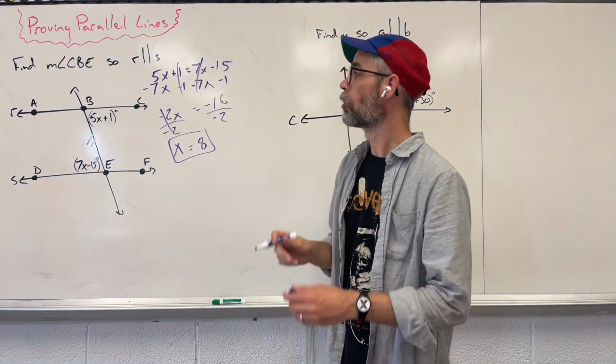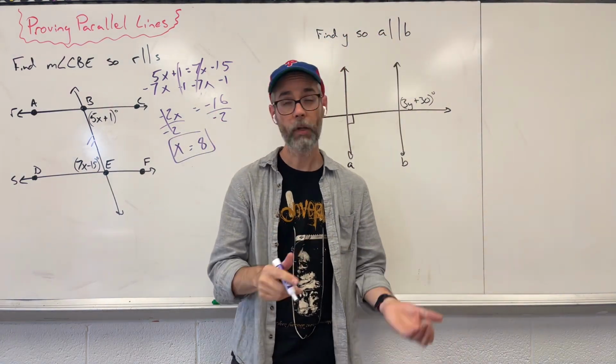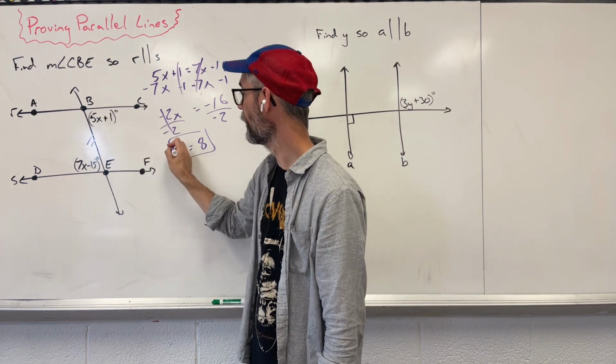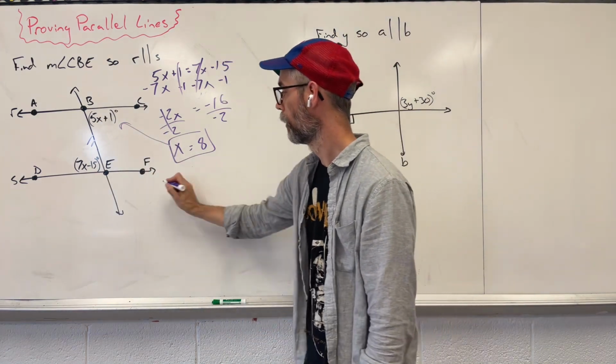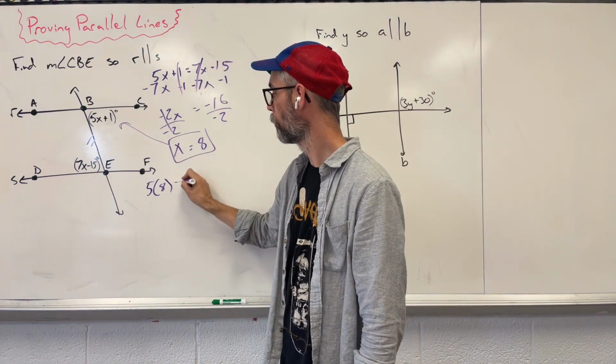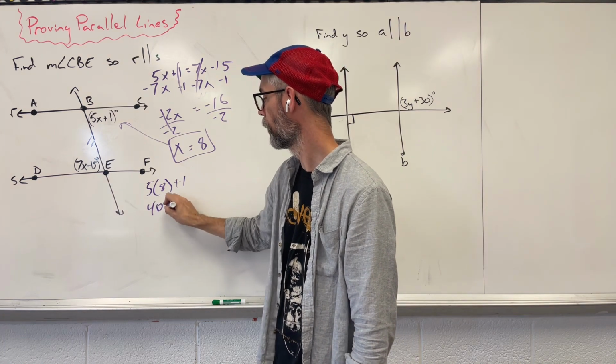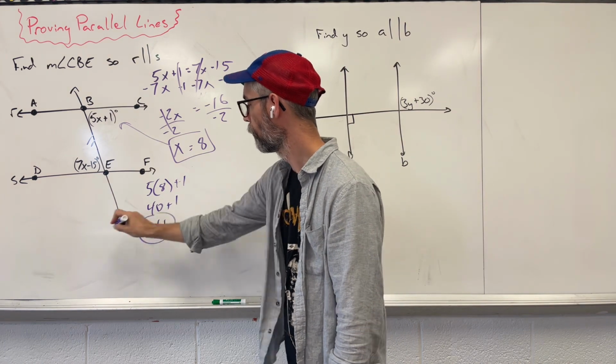So we found x. Great, but we're not looking for x. We're actually looking for the measure of this whole thing. So I need to take this, I'm going to put it there. 5 times 8 plus 1 gives us 40, and 1 gives us 41.